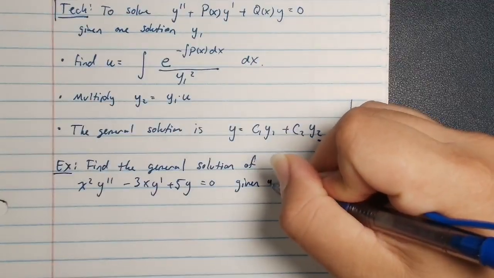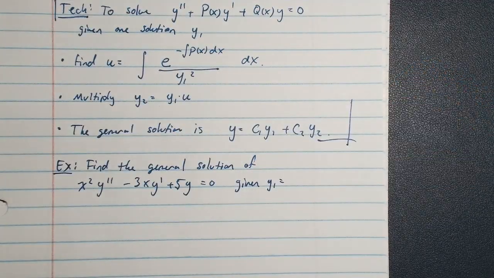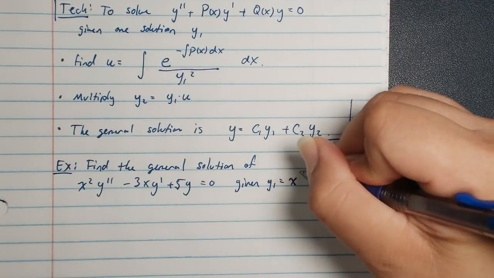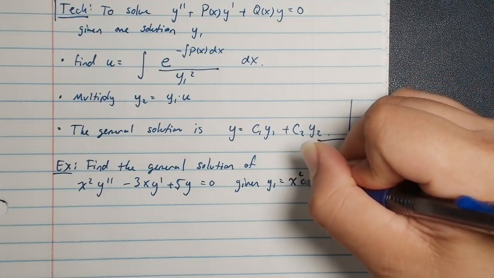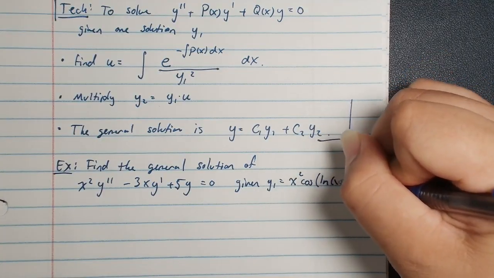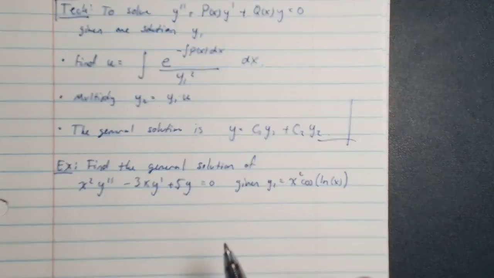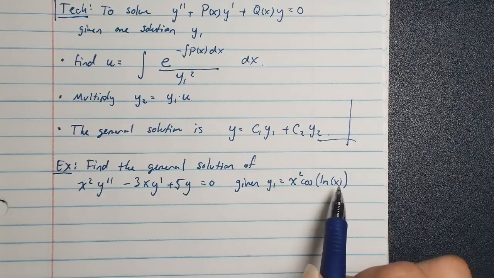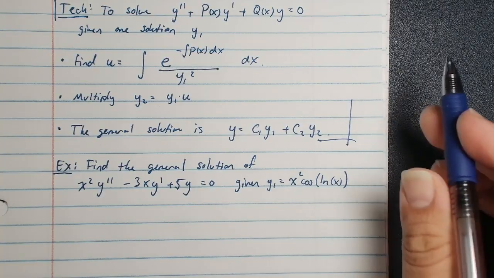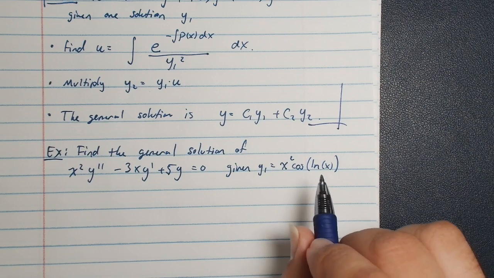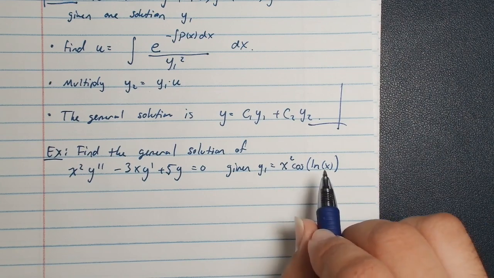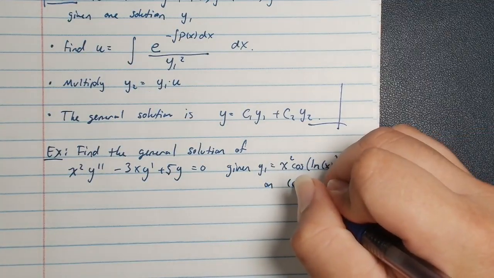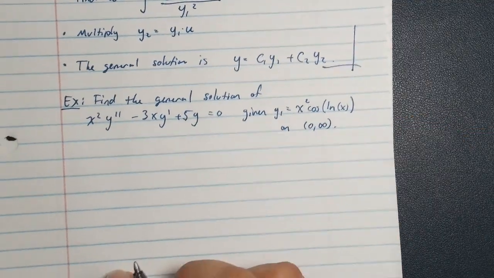But for now, we'll give you y1 equals, and this is a kind of intimidating looking one, but it is what it is. It's going to be x squared cosine of the natural log of x. At least on the interval, keep in mind this is not defined for 0. Since you need your function to be defined on a continuous interval, we're going to take the right interval, from 0 to infinity.